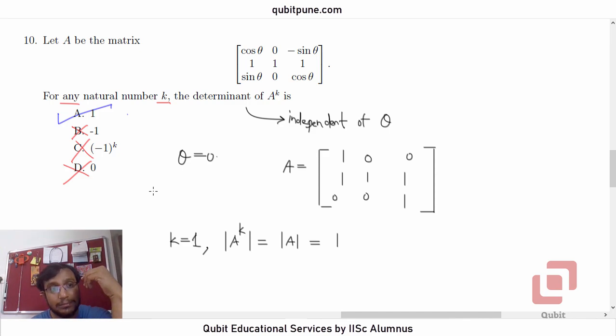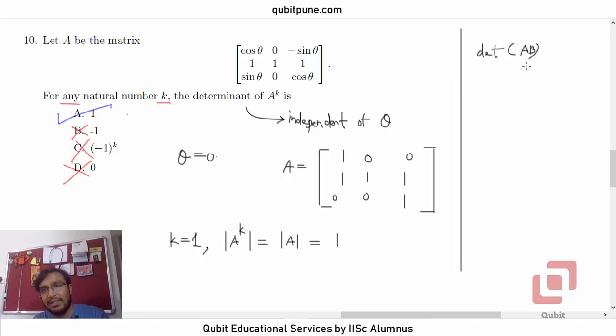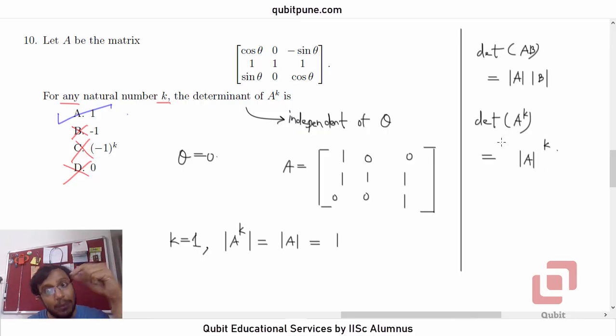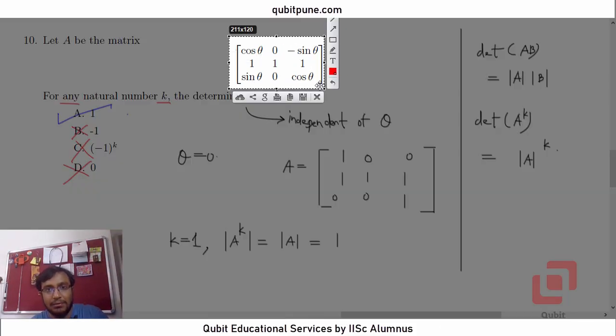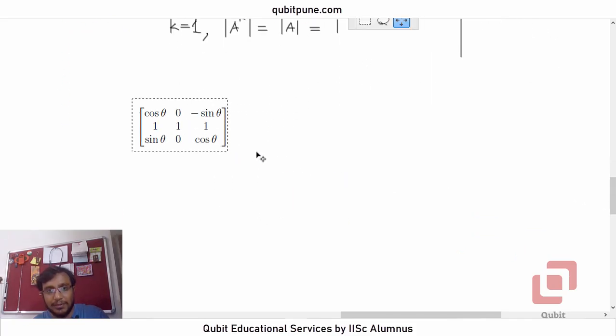If you want to solve this problem by the standard method, how would you go about doing it? We will be making use of the property of determinants that the determinant of a product of two square matrices of the same size is equal to the determinant of A into the determinant of B, which means the determinant of A raised to k is the determinant of A raised to k, right? So what we basically require is the value of the determinant of the matrix A itself. Okay, so let's now find the determinant of this particular matrix.